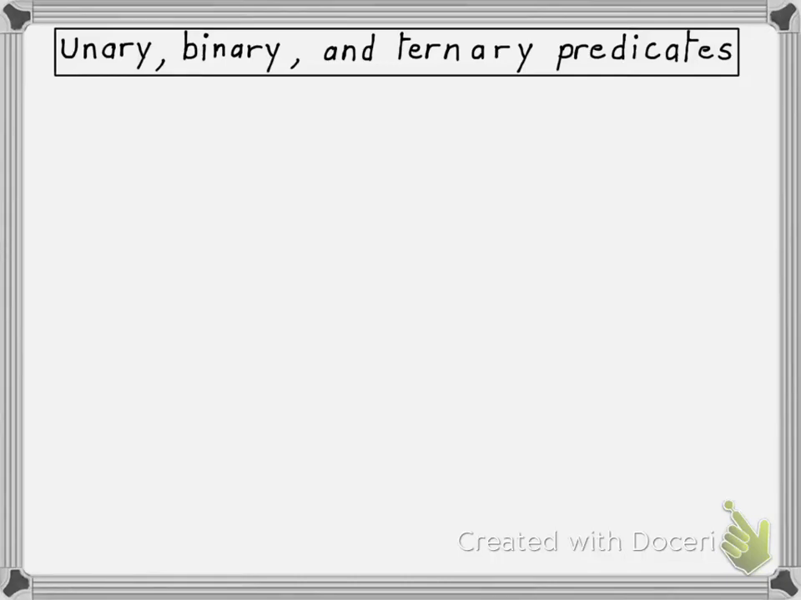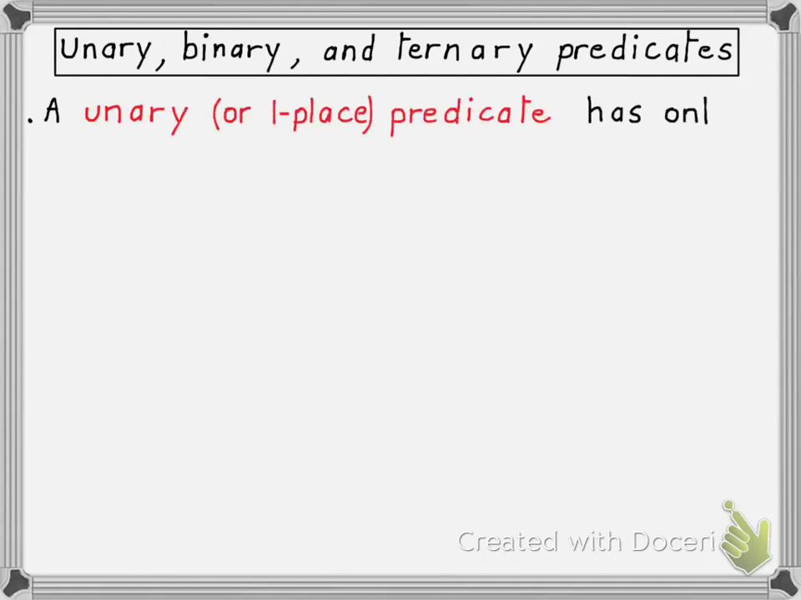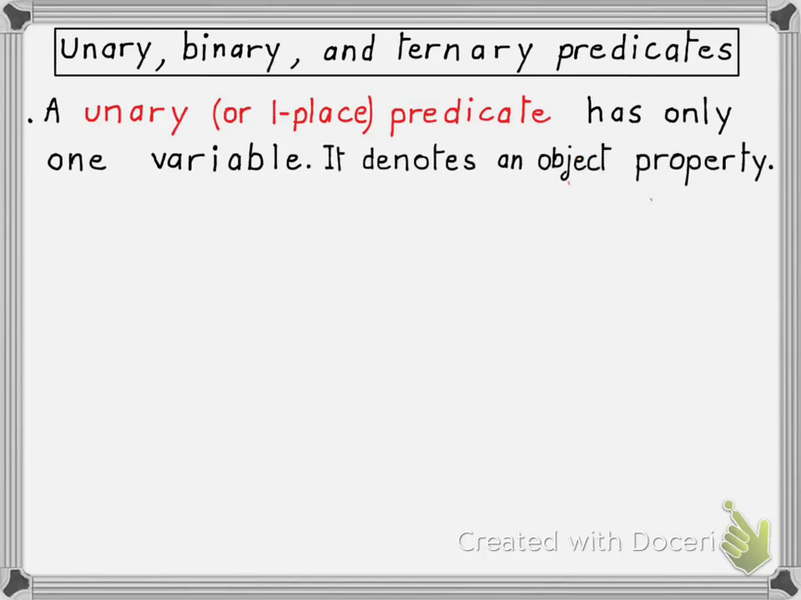In this third segment, we're going to spend a little bit more time on predicates, and we're going to consider several kinds of predicates. The first kind is the one we've already seen. It's called a unary predicate or a one-place predicate. That's a predicate that has only one variable. In this case, the predicate denotes an object property, like being a dolphin. So that will be our first example.